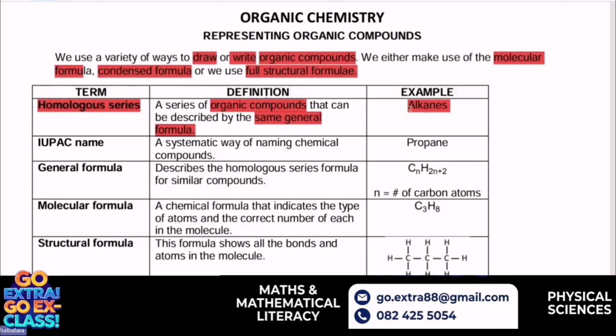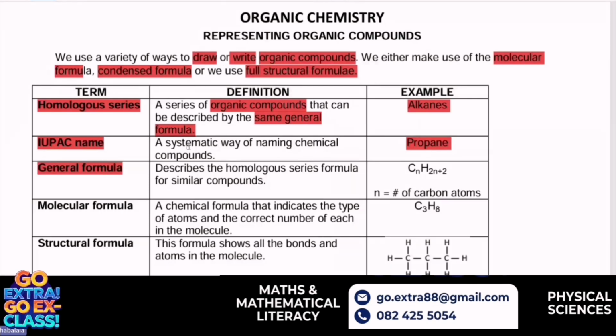But the group name of it is called what? It is called an alkane. And we don't say group name, but we use the words homologous series. Now we also have an IUPAC name, a systematic way of naming chemical compounds. So we have a method that we use to name these organic compounds, which later on I will explain, which is the IUPAC system.